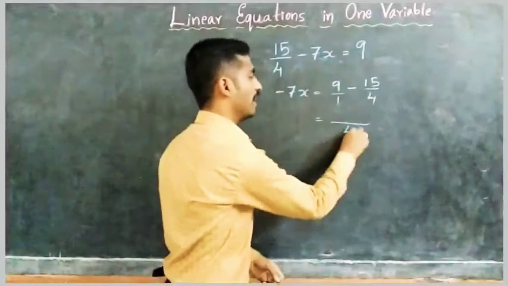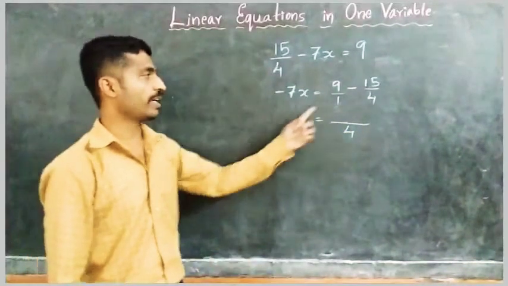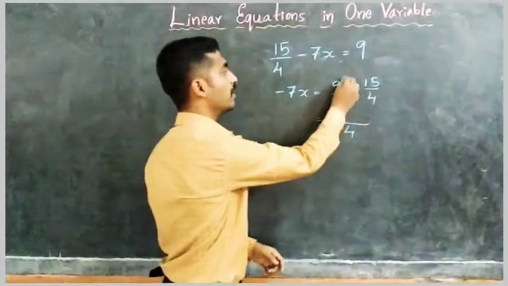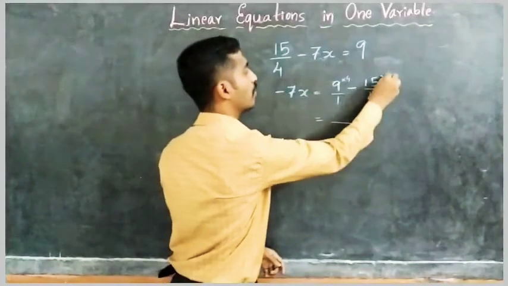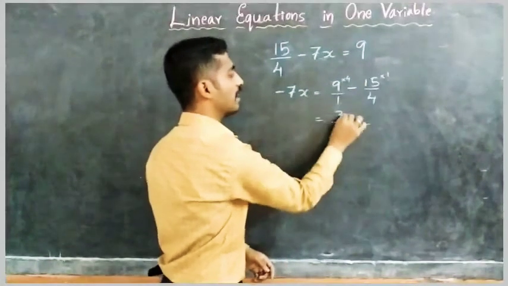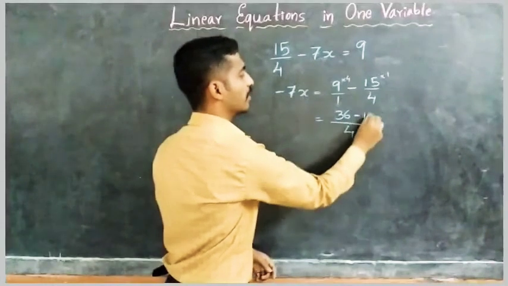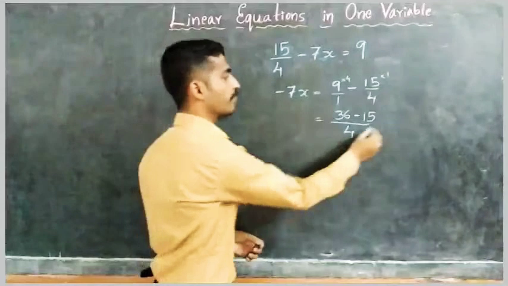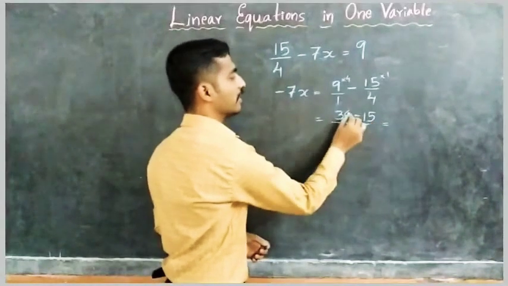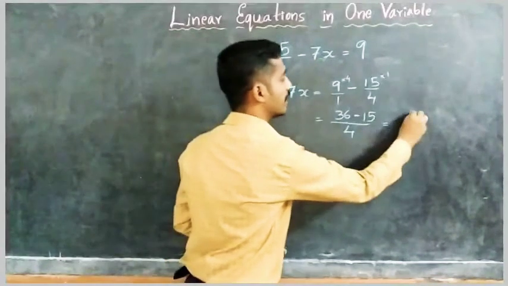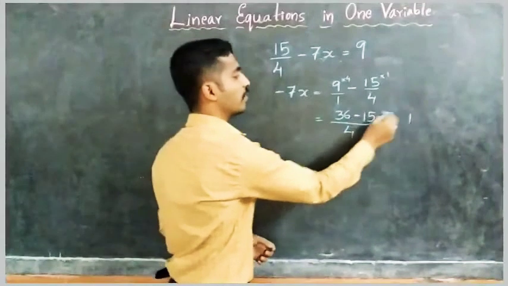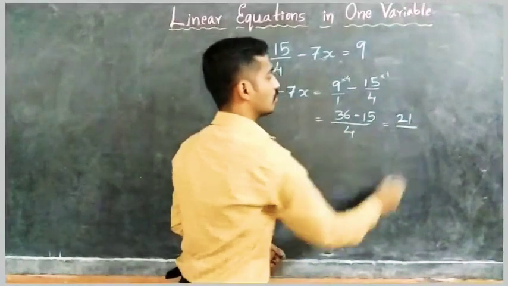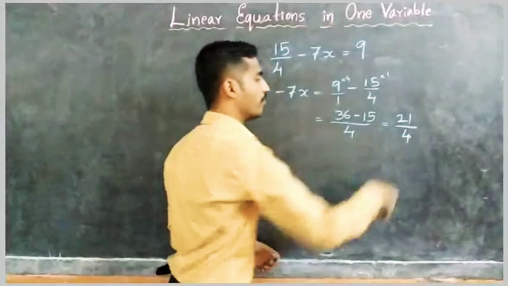So 1 and 4 are in the denominators. Take the LCM, that is 4. So 1 and 4 LCM is 4. 4 ones are 4, 4 nines are 36, minus 15. If you subtract, here you will get 6 minus 5, that is 1, and 3 minus 1, that is 2. So 21 divided by 4.